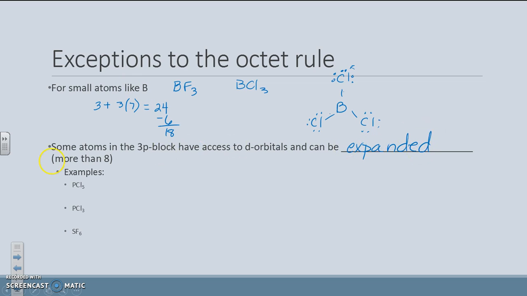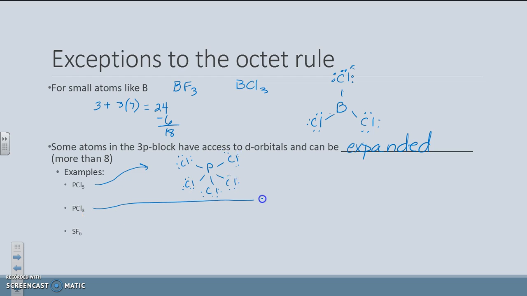All right, and they can be expanded, which means they have more than 8. So for an example here with PCl5, you would have phosphorus in the middle, of course, and then you would have your chlorines coming off, Cl, Cl, Cl, Cl, Cl, and they would all have dots around them. Phosphorus is happy now. Each chlorine has 1, 2, 3, 4, 5, 6 dots.